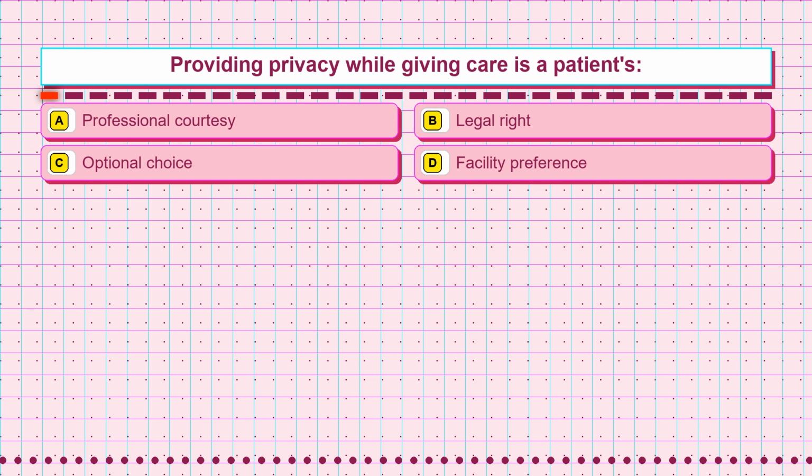Question 71. Providing privacy while giving care is a patient's. Option A, professional courtesy. Option B, legal right. Option C, optional choice. Option D, a facility preference.